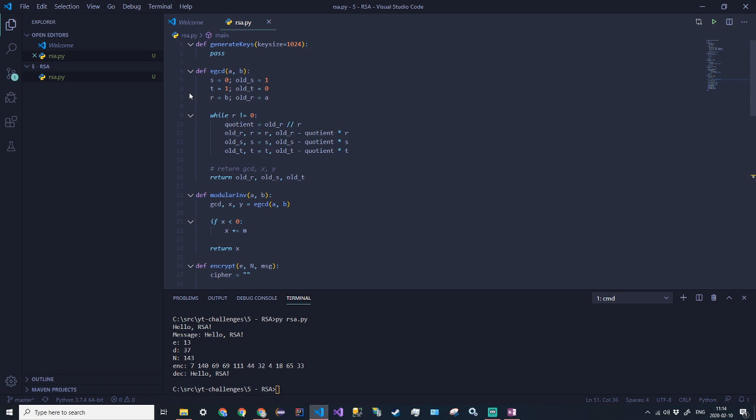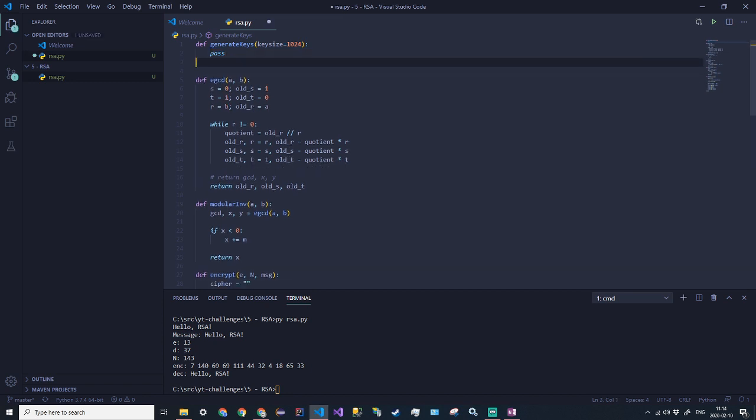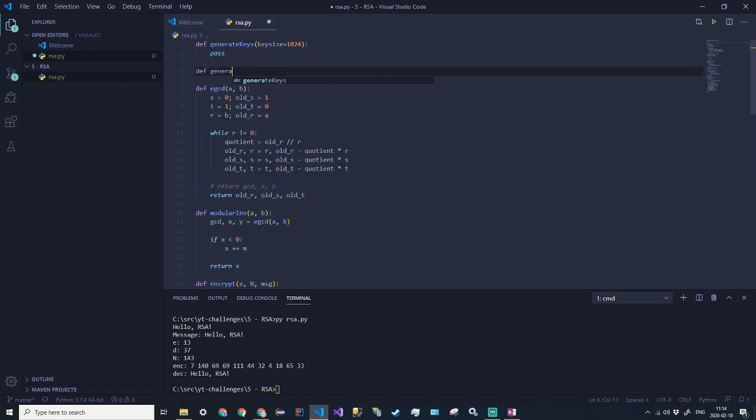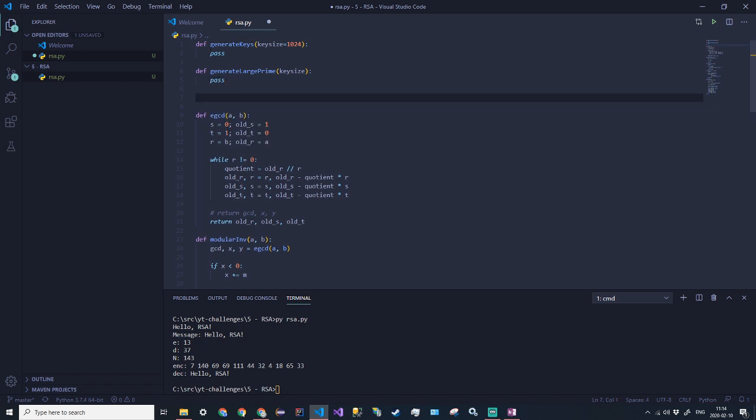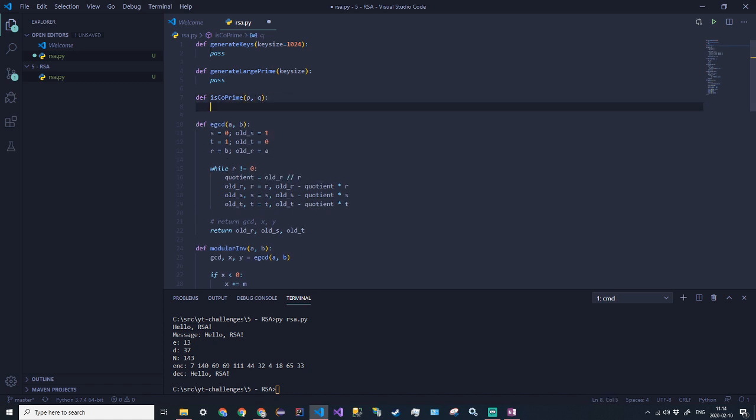Alright, key size itself will need several methods. It'll need modular inverse, which we already defined, and it'll need another method called generate large prime. And that'll take key size, or just key size for now. We'll need a function to determine if it's co-prime. So def is co-prime P and Q. This will allow us to determine if our candidate for E is co-prime.